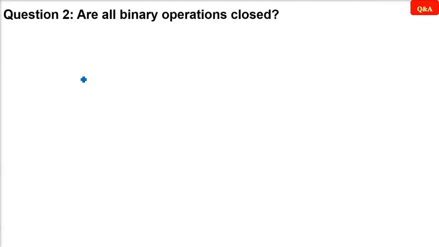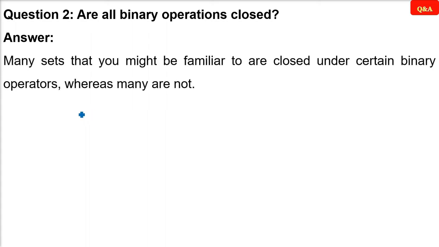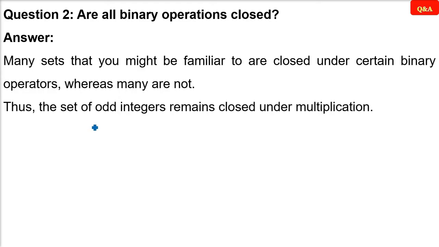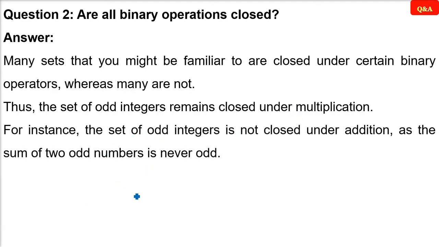Are all binary operations closed? First of all, you have to understand what is closed. Closed means it has to follow the closure property. That is, the value when operated, the final value should also come from the same set. Is it possible? Many sets which we are familiar with are closed under binary operation. Certain may not be.